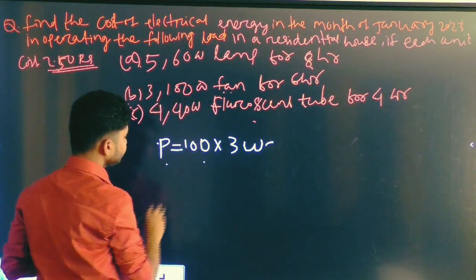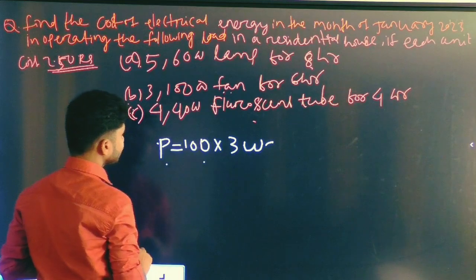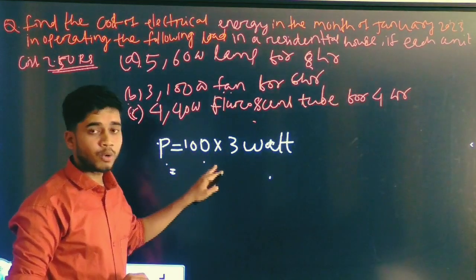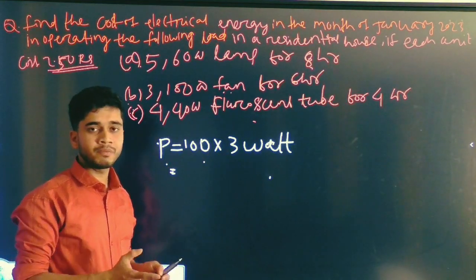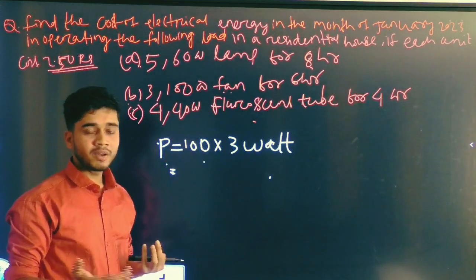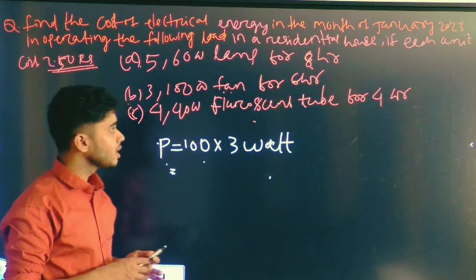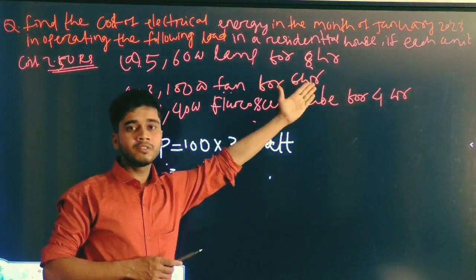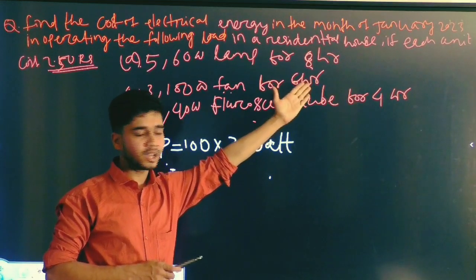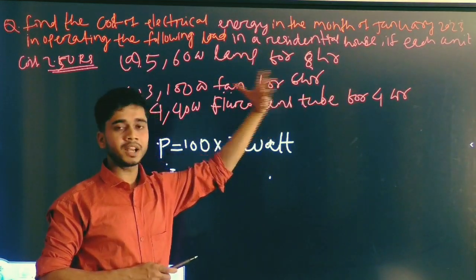So the total power is 300 watt. Now we are interested to calculate the total energy requirement by this fan load. So how to calculate? By multiplying power with time we can calculate that. For how many hours are the fans on? We know that for a period of 6 hours the fans are connected. So if we multiply power with time, that is basically energy.